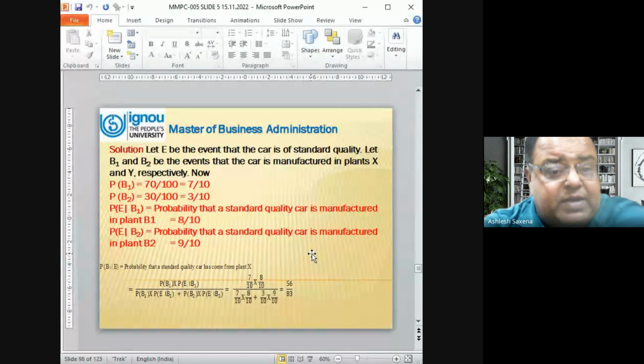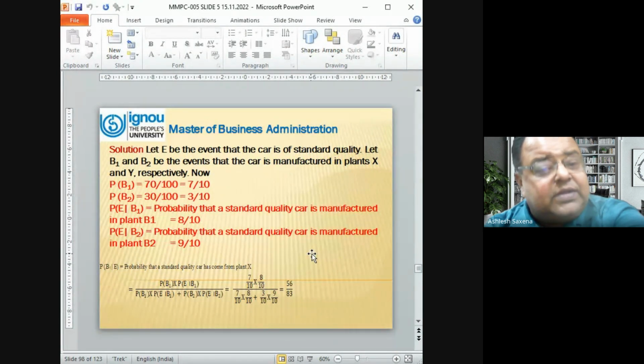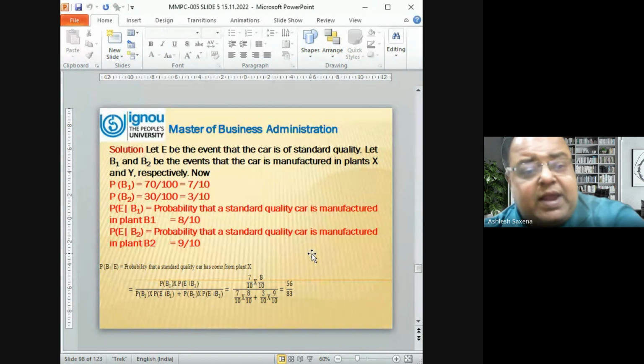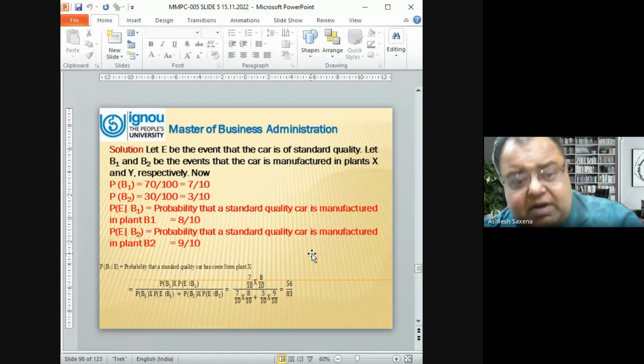So these are the probabilities. P(B1) is 70 by 100, and I had already told you to simplify so that in every number your denominator should be the same, because it will be easier for calculating. I'm just converting 70 by 100 to 7 by 10, and the probability of B2, 30 by 100, to 3 by 10, and the probability of getting a standard car from plant 1 as 80 by 100, I'm converting into 8 by 10. Similarly for plant 2, I'm converting into 9 by 10.